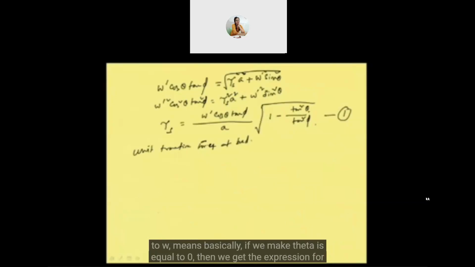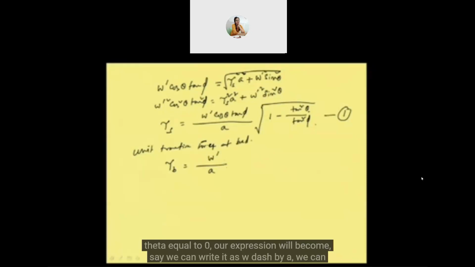Basically, if we make theta equal to 0, we get the expression for the bed. So the unit tractive force at bed, tau b, is equal to, if we make theta equal to 0, our expression will become W dash by A.